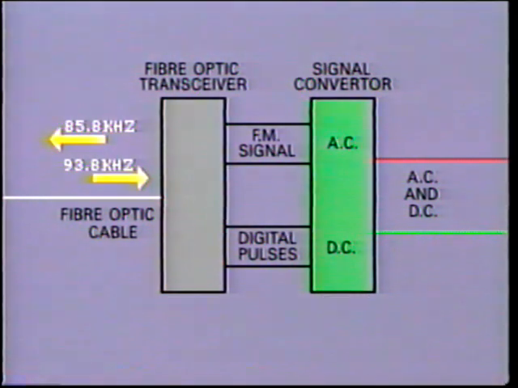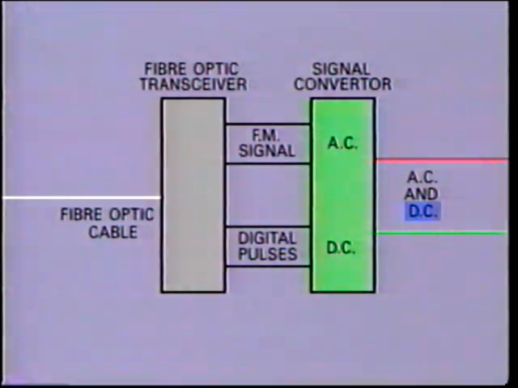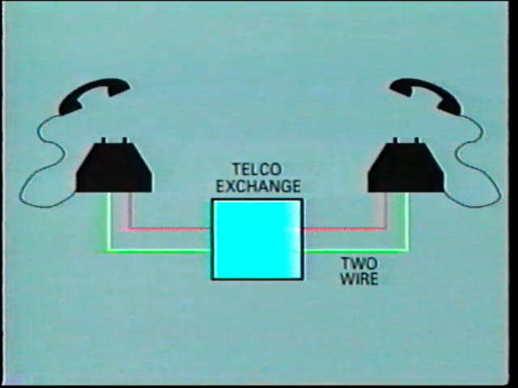A different carrier frequency is used in each direction, typically 85.8 kilohertz and 93.8 kilohertz. For DC transmission, the analog signal is converted to digital pulses, which in turn are linked via the light beam. This system allows for 2-wire or 4-wire communication. In most telephone systems, 2 wires are all that is required. We speak and listen at the same time over the same pair of wires.